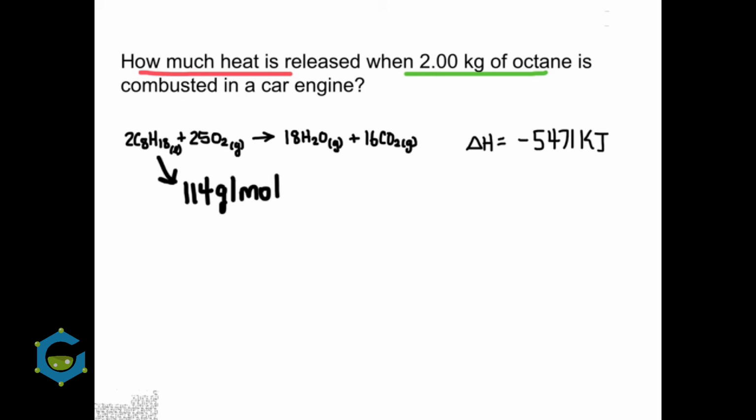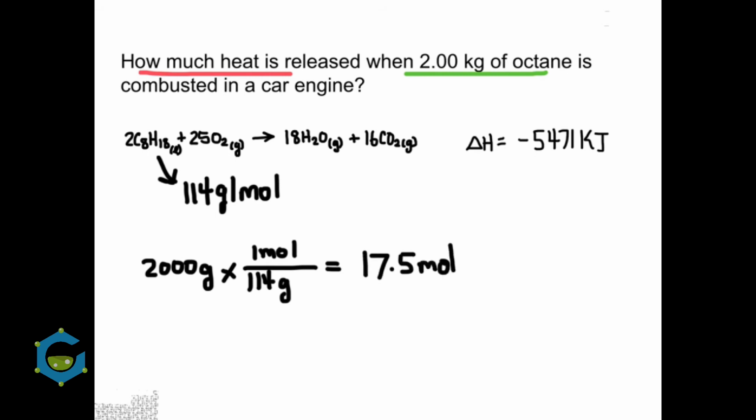Now I can convert 2 kilograms into moles by dividing the mass by the molar mass. First I have to convert 2 kilograms into grams. To do that, I'm just going to multiply by 1,000. So I get 2,000 grams of octane, and then I'm going to divide that by the molar mass, and I end up with 17.5 moles. And so 2 kilograms is the same thing as 17.5 moles of octane.